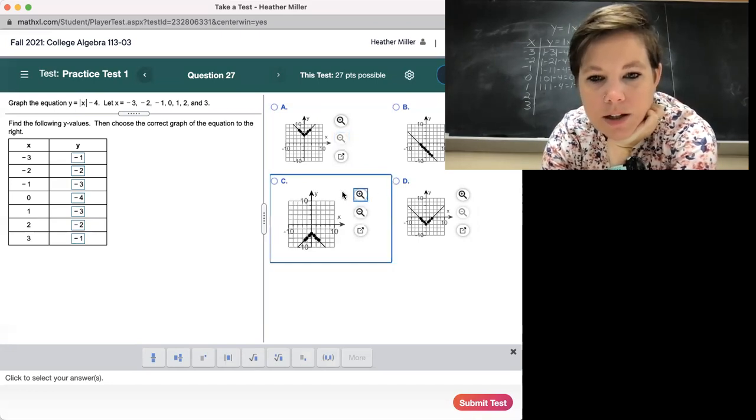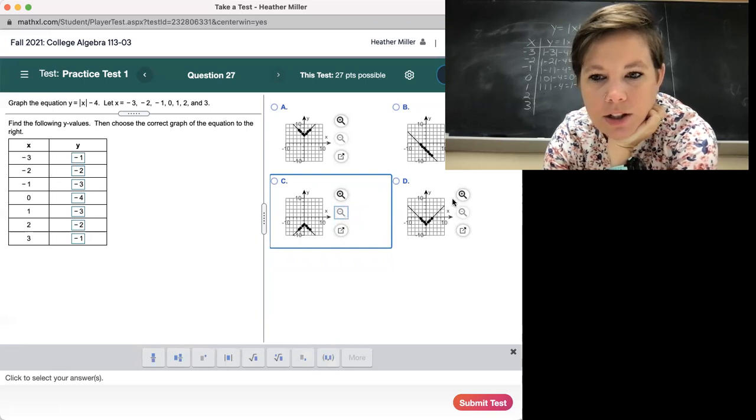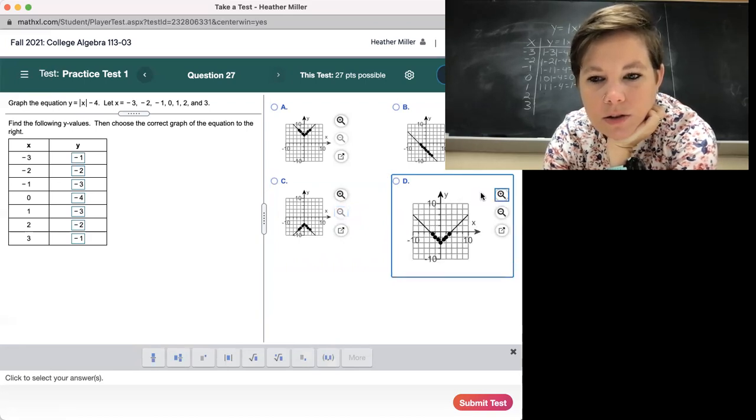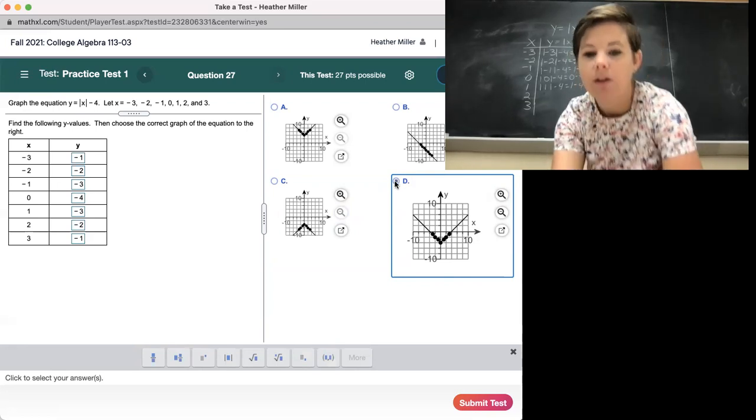So let's look at C. When I go over to 3, am I down at -1? No, I'm down quite a bit further. So let's check D. When I'm at -3, am I down 1? Yeah. -2, 2, -1, -3, 0, -4. Oh, I think we found it. So it's this one. So you click that.